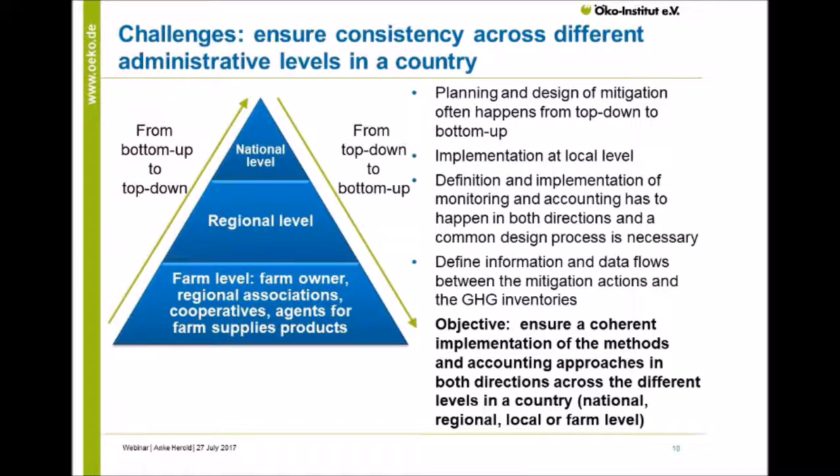And it is also important to define information and data flows between the mitigation actions and the greenhouse gas inventories. The overall objective is to ensure a coherent implementation of the methods and accounting approaches in both directions, so from the top down to the bottom up, but also from the bottom up to the top down level, because often information is available at the farm level or at the more detailed level that is more essential than at the national level.